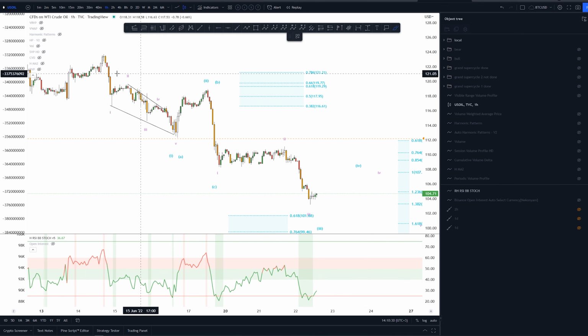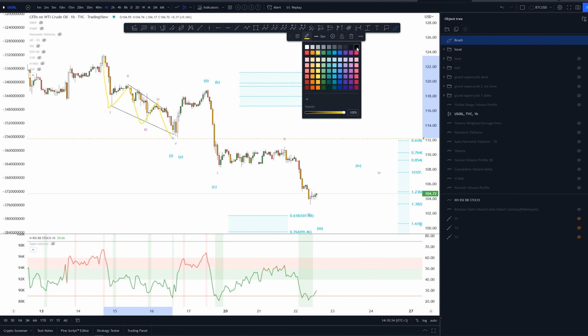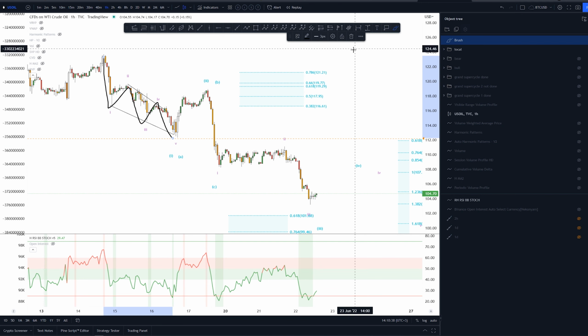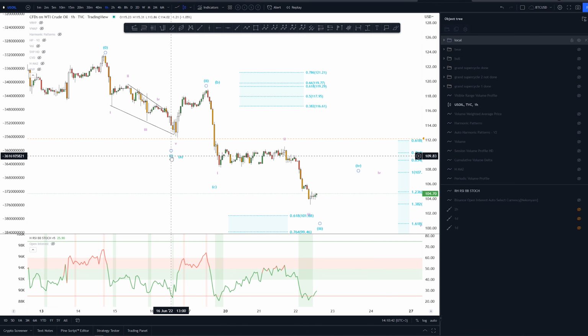Now on this one we had a 1, 2, 3, 4 and 5. Let me change that color as well. Into 5. Oops, not like that. And now we would be completing a wave 1 or a wave A.